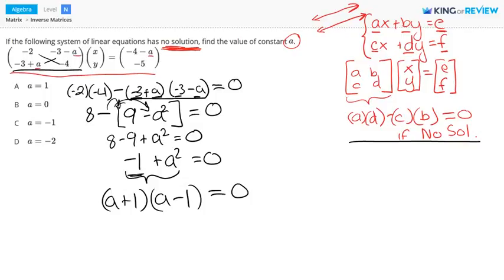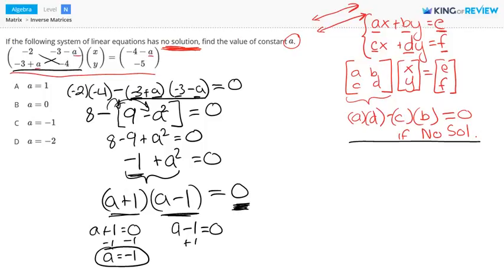So now, using the zero product property, in order to get a 0 here, we know that either one of these terms must be equal to 0 in order to get a product of 0. So either a plus 1 must equal 0 or a minus 1 must equal 0 to get this product. So now let's solve for a. We're going to subtract 1 on both sides here, and we have a equals negative 1.